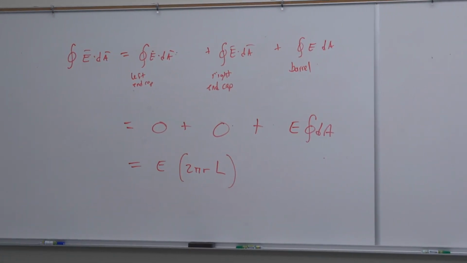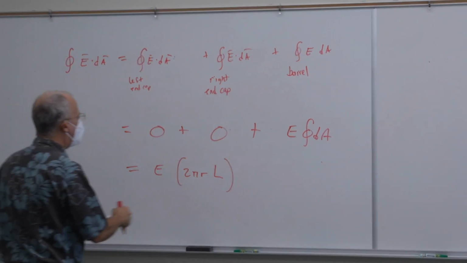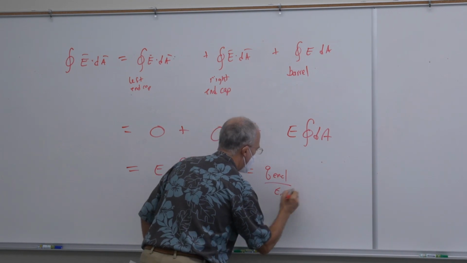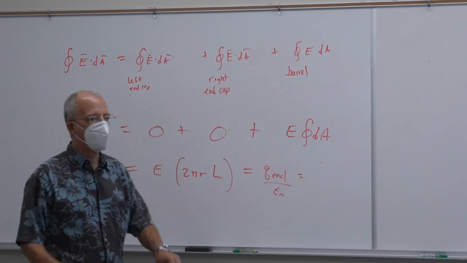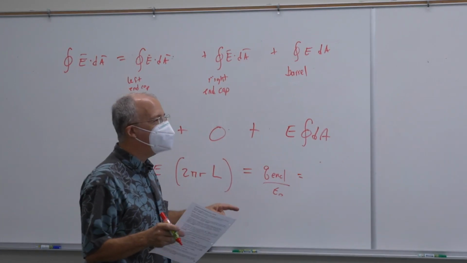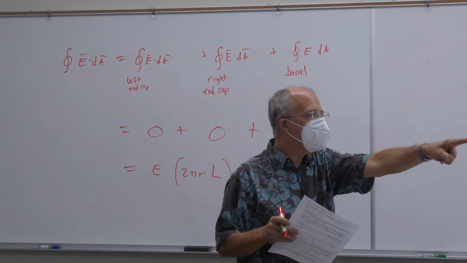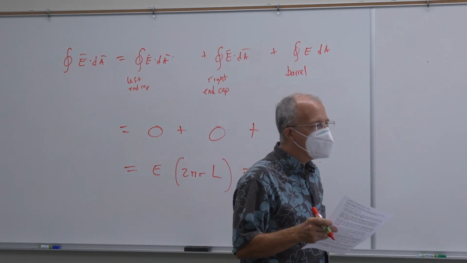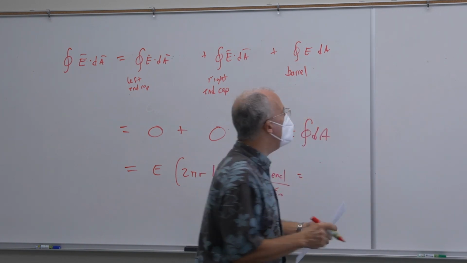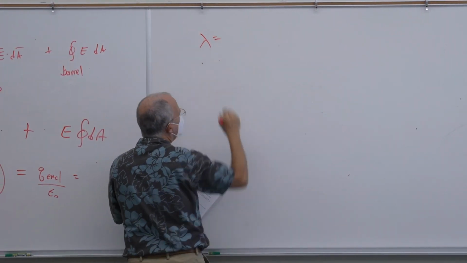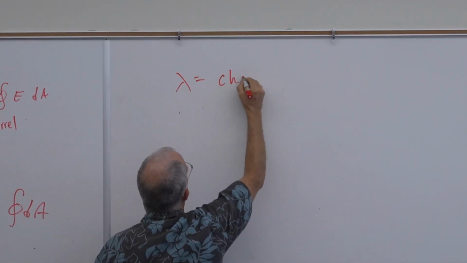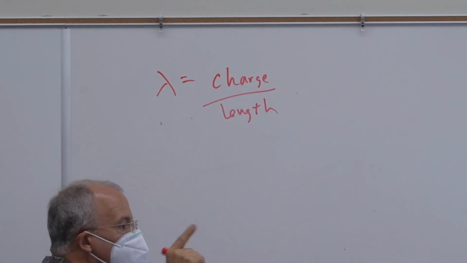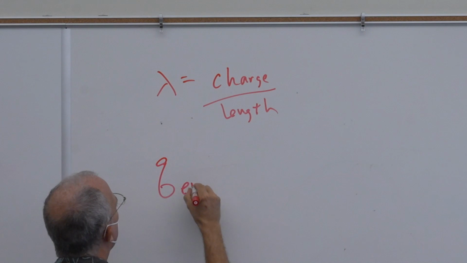Now we have to say what that is equal to, according to Mr. Gauss: the charge enclosed over epsilon 0. Well, what's the charge enclosed? Wait a minute. They didn't give us any Q. They just said that the charge density is lambda. So what's the charge enclosed? What's the definition of lambda? Charge over length. Okay, so what does Q enclosed have to be?